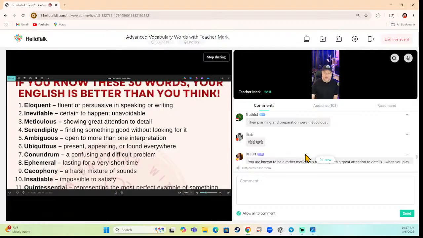Their planning and preparation were meticulous. So in that case, you're going to say was meticulous. Because when you use the word there, it is many people, but you're using it in a singular form to talk about a group. Right? So that's where plurals become a little confusing, because sometimes you're talking about a plural like a singular thing. In this case, you could say their planning and preparation was meticulous. Okay?